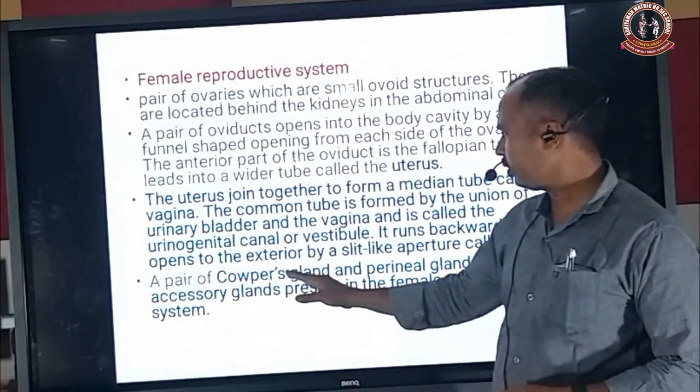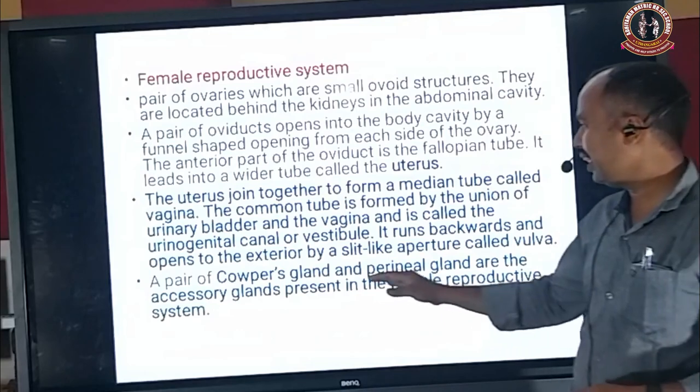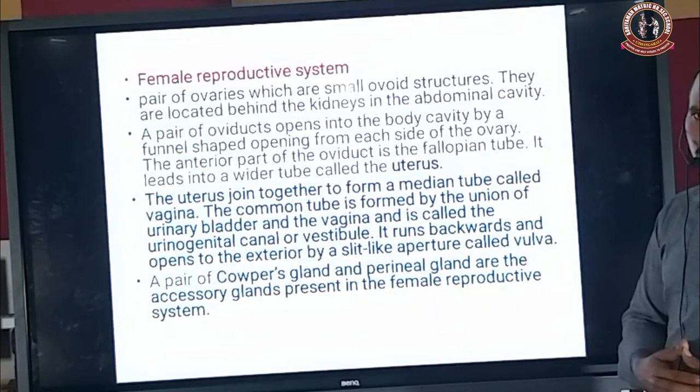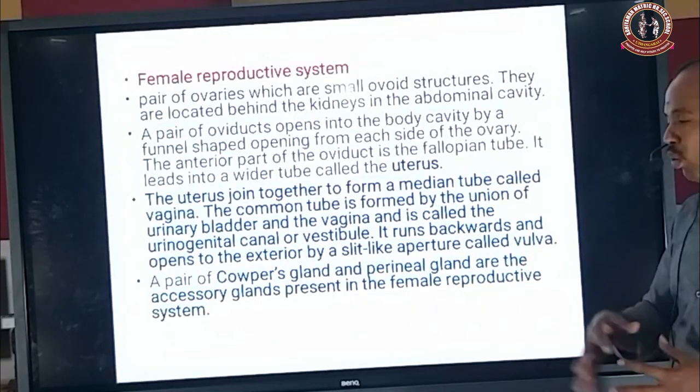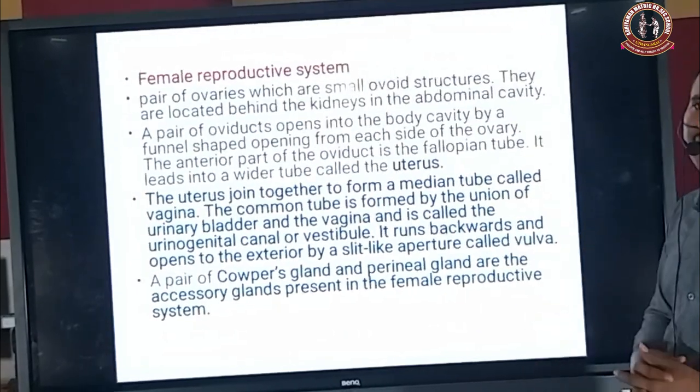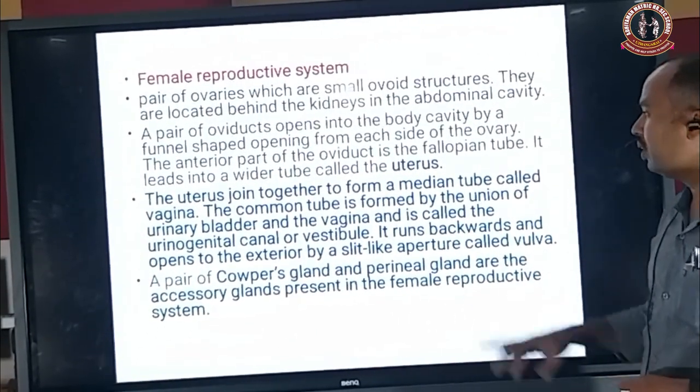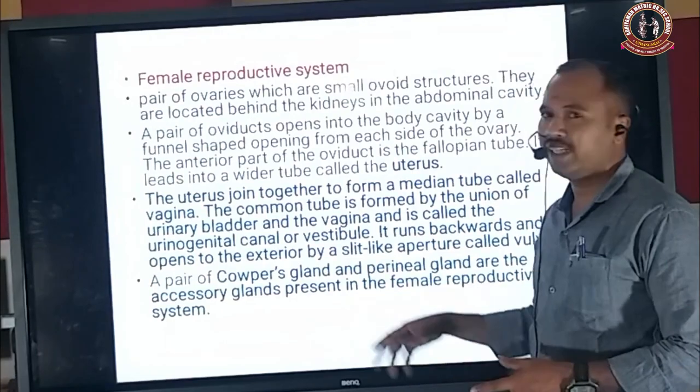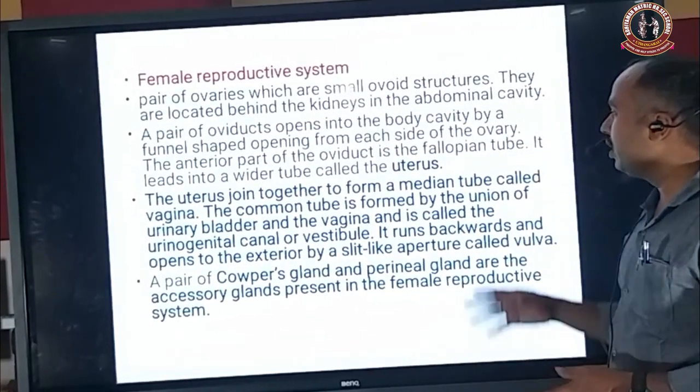The pair of Cowper's glands and the perineal glands, the accessory glands, are present in the female reproductive system. Okay, in the male reproductive system there are three accessory glands. In the female reproductive system there are two accessory glands. They are called Cowper's gland and the perineal gland.